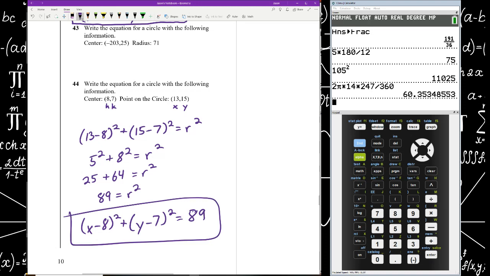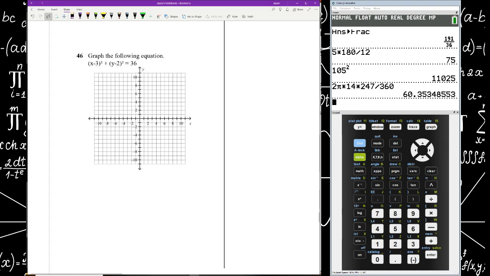We're now moving to the very last question, number 46. It gives us an equation, and we have to graph it. In order to graph this, we need the center. We look at the equation. Remember, it's the opposite of whatever we have there, so it becomes positive 3, positive 2. The radius is the square root of what's on the right. The square root of 36 is 6.